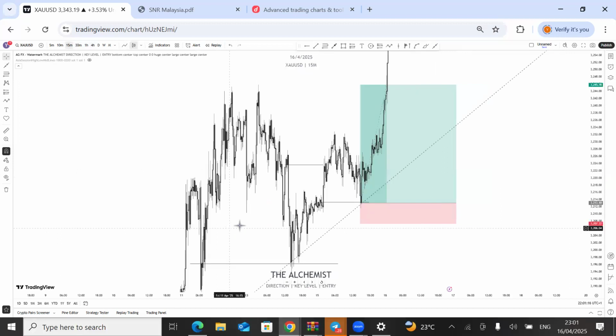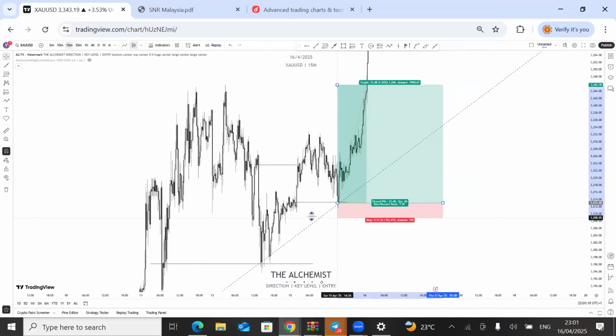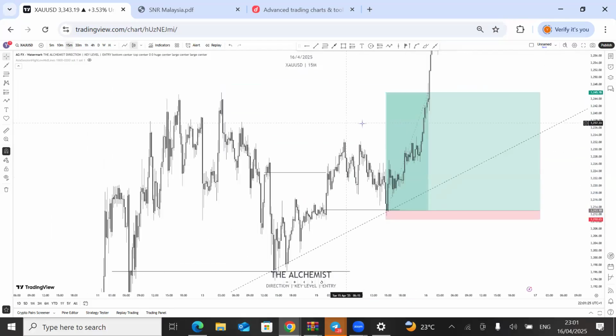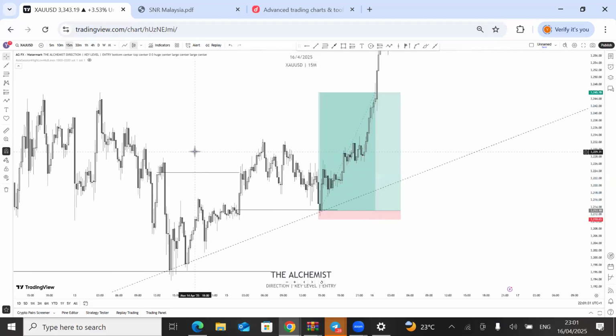We could take the trade to this high here. Stop loss should be below here, and that could give us 1:13 risk to reward. Can you see? 1:13 RR. So that's what we actually missed on gold.